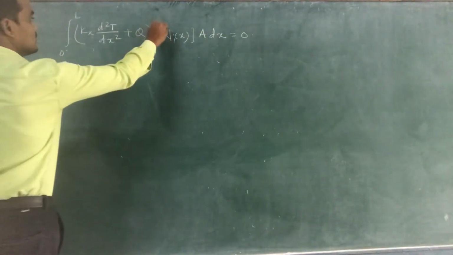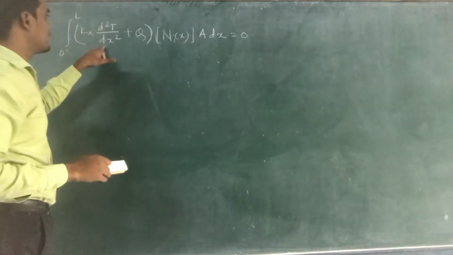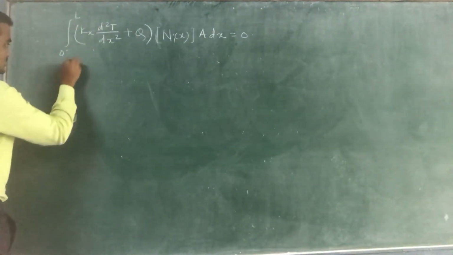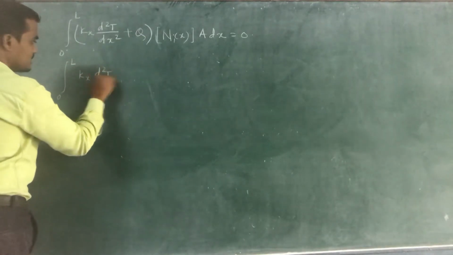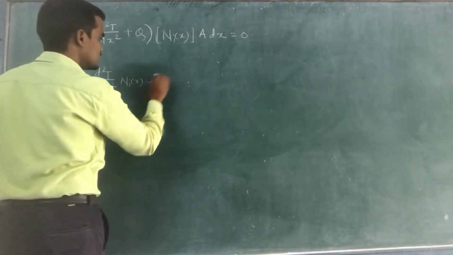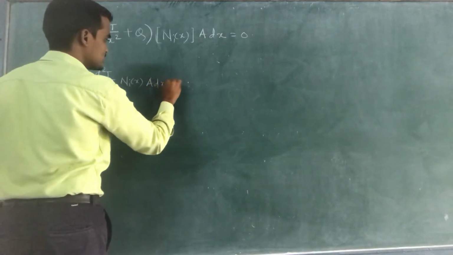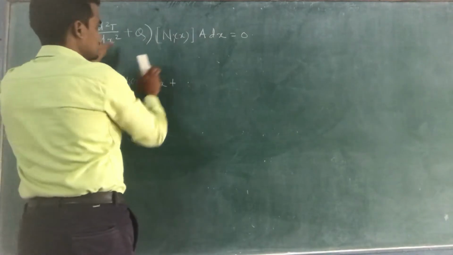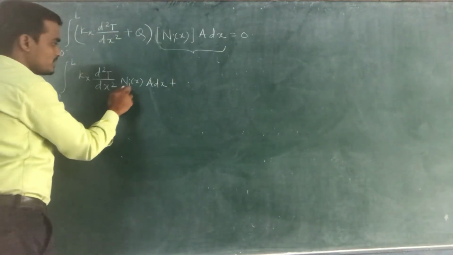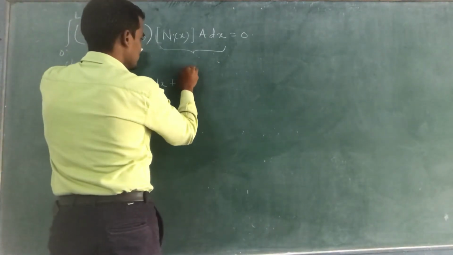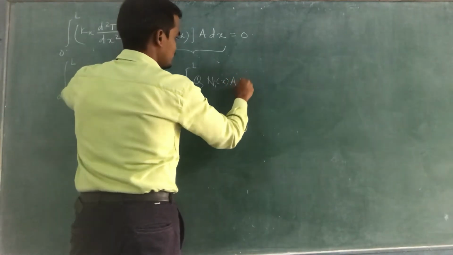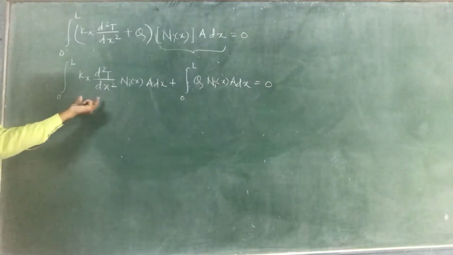So we will simplify this equation as the integration from 0 to L of kx d square T by dx square times Ni of x into A dx, plus, similarly, the integration from 0 to L of q times Ni of x into A into dx, is equal to 0. So we will get two integrations here.